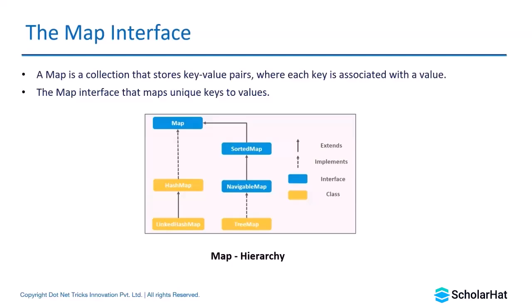And we have so many other nested interfaces and classes like SortedMap and NavigableMap. These are interfaces implementing the Map interface to define their behaviors depending upon their iterations. And furthermore, there is TreeMap. Let's understand with the help of an example.